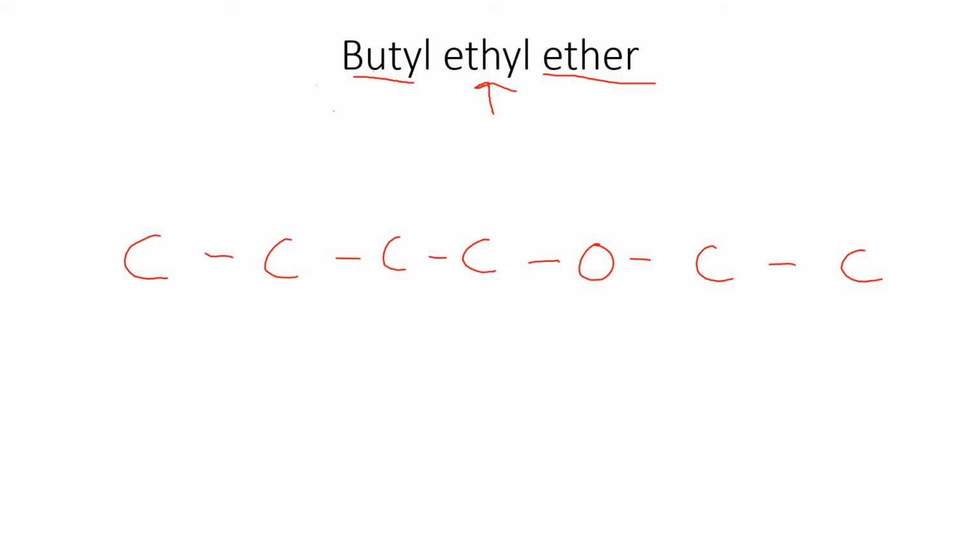So if I look at the carbon all the way on the left, remember every carbon needs 4 bonds. Carbon on the left has 1 bond. That's going to require 3 hydrogens. Next carbon over, 2 bonds, 2 hydrogens. Next carbon over, 2 bonds, 2 hydrogens. Next carbon over, 2 bonds, 2 hydrogens.